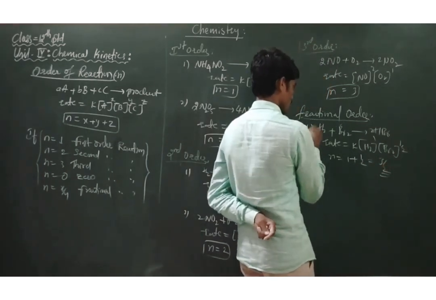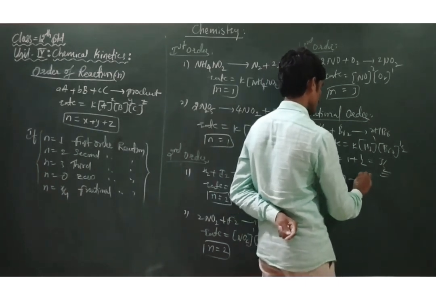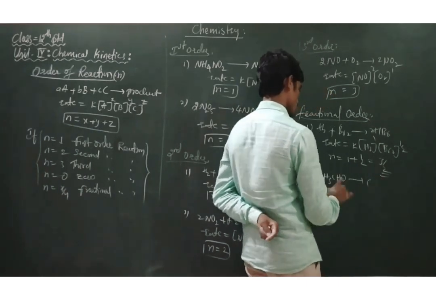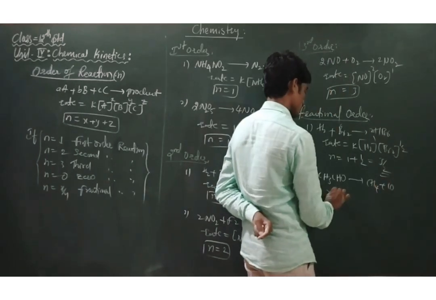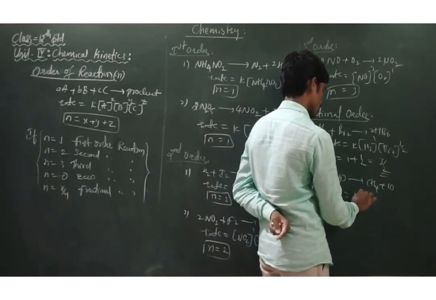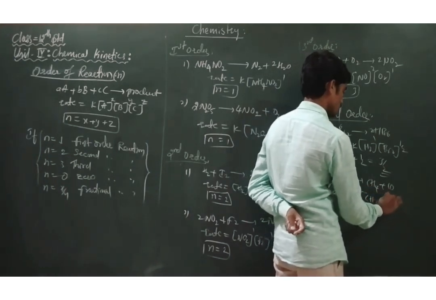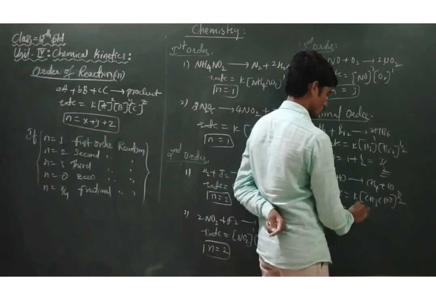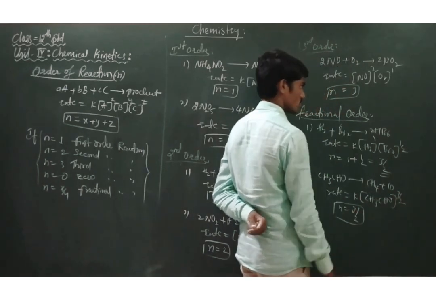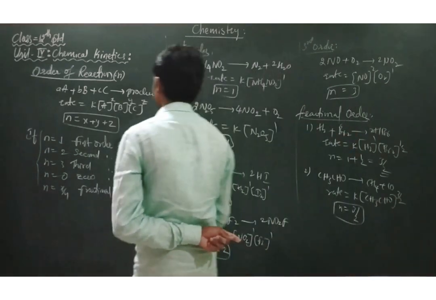Second one is decomposition of CH3CHO, acetaldehyde, gives rise to CO plus methane. In this case, the experiment shows that rate depends upon 3 by 2 power of CH3CHO. The order is 3 by 2. So therefore, n is equal to 3 by 2. It is a fractional order reaction. And one more is zero order reaction.